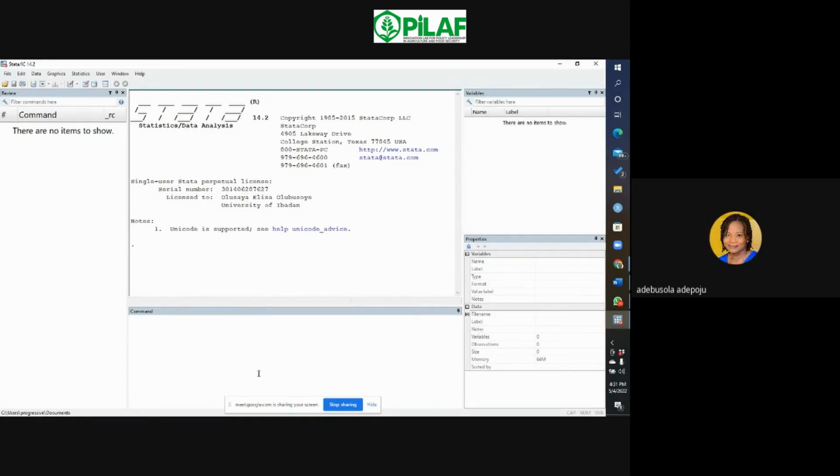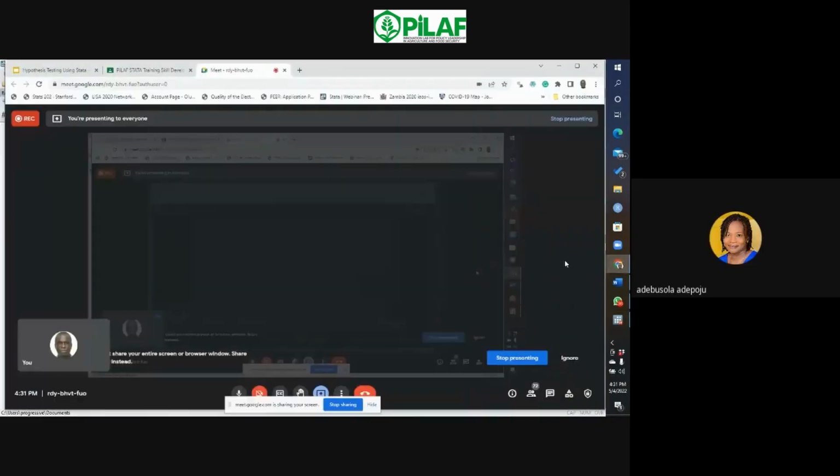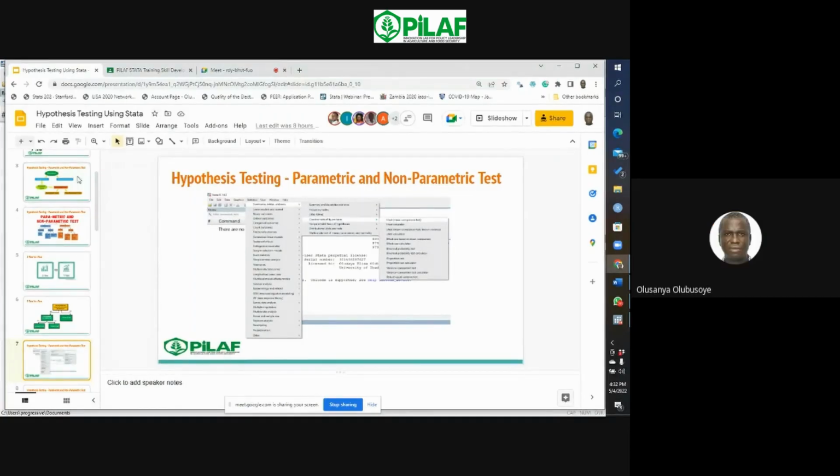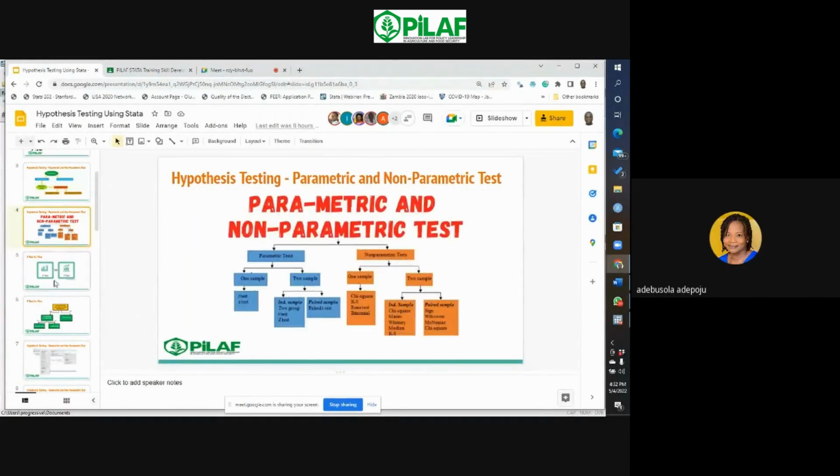But if you have... I have a question, sir. Please go on. Thank you, sir, for the presentation. Sir, if the observation is more than 30 and the standard deviation is unknown, can we still go ahead to use the z-test? If the standard deviation is not known, and the sample size is more than 30, can we still go ahead to use the z-test?